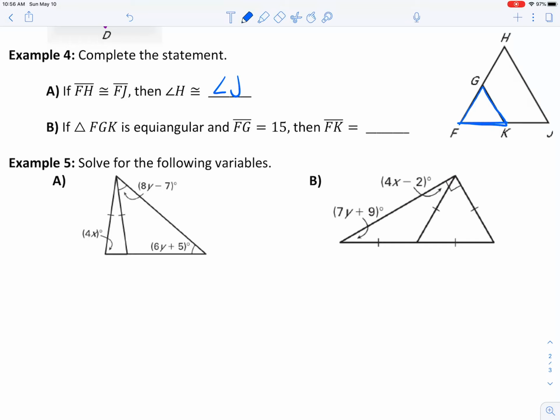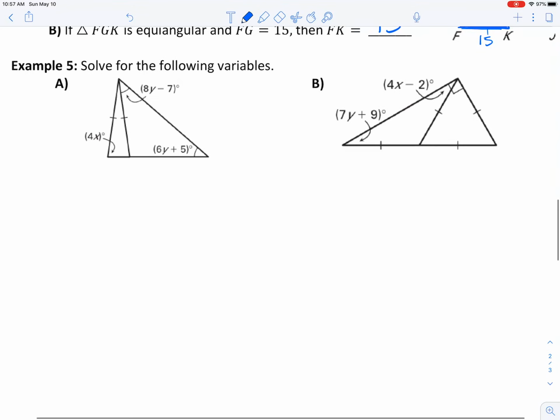It says if triangle FGK, so this triangle right here, this blue one, is equiangular. Okay, so that means I'm going to mark all of these angles. And FG is 15, so I'm going to write that down. FG is 15. Then FK, so how long is FK? Well, if it's equiangular, that also means that it's equilateral, so all three of those sides are the same. So all three of those sides are also 15 units.